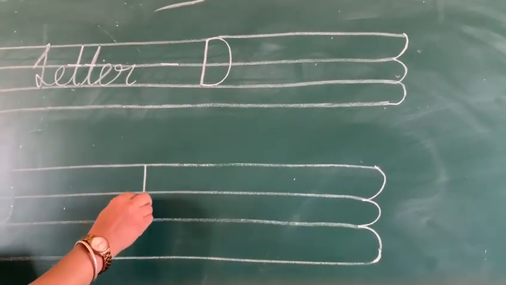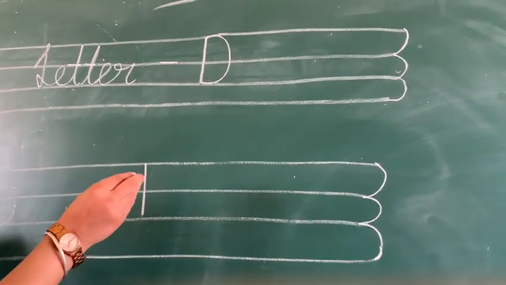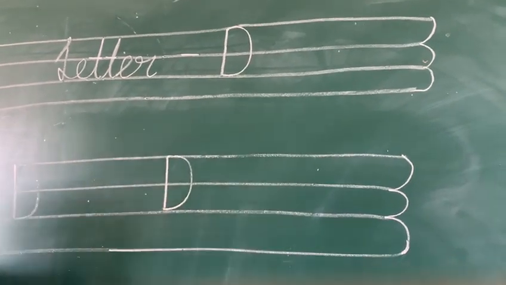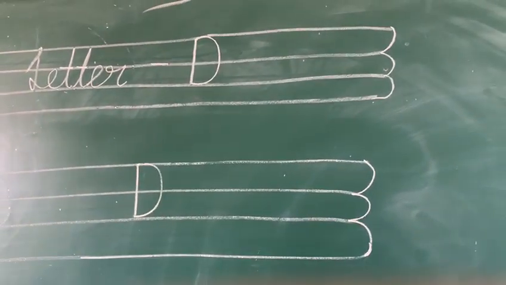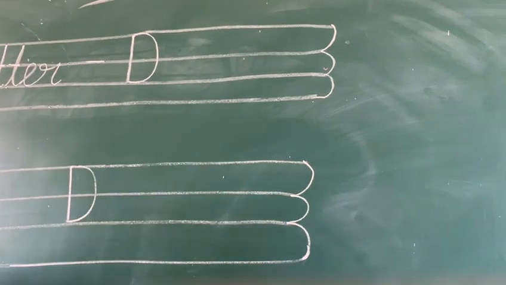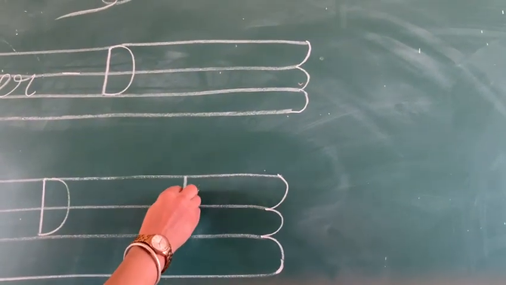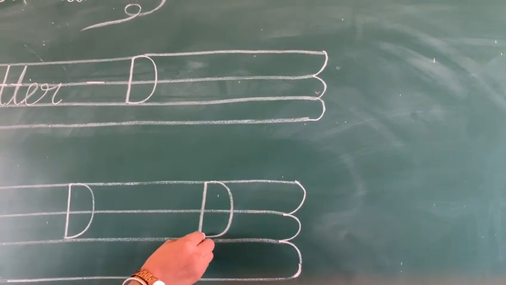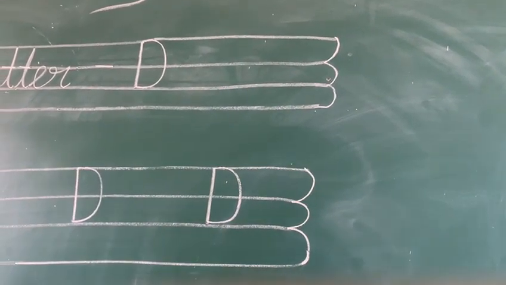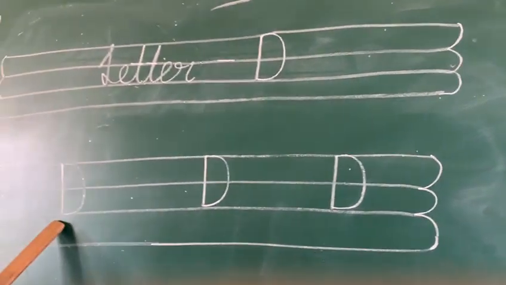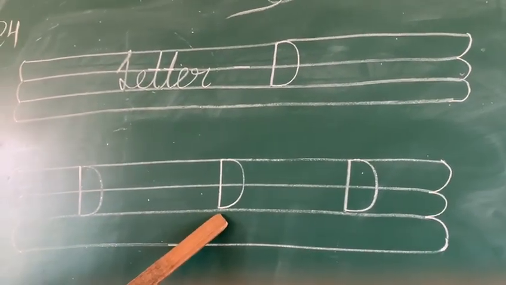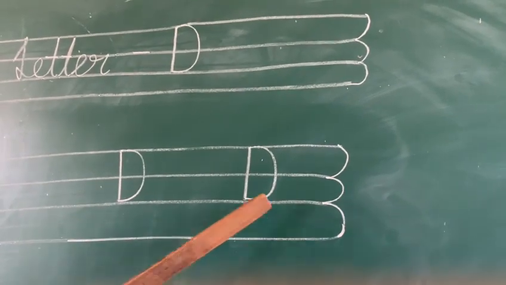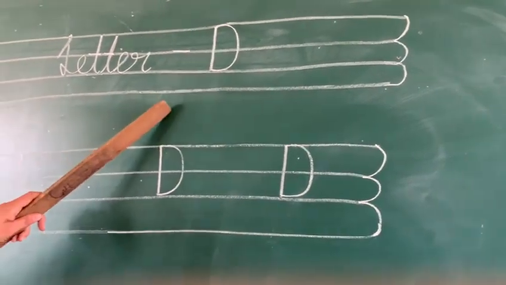Draw standing line. Go again to the top and draw curve. This is letter D. We will write again. Draw standing line. Again draw curve line. D. D the dot. D the dot tree. D the dot. This is letter D.